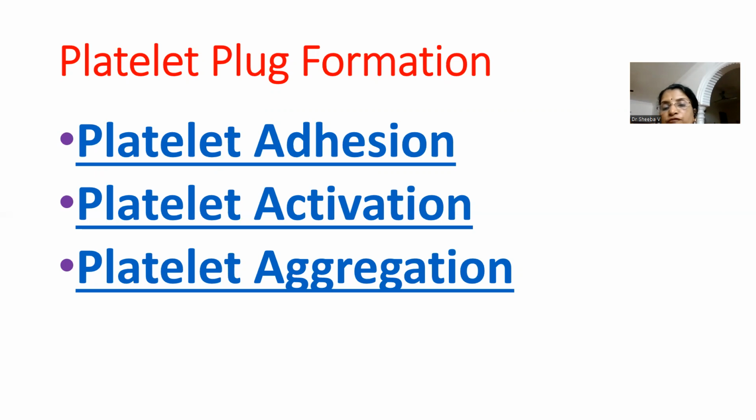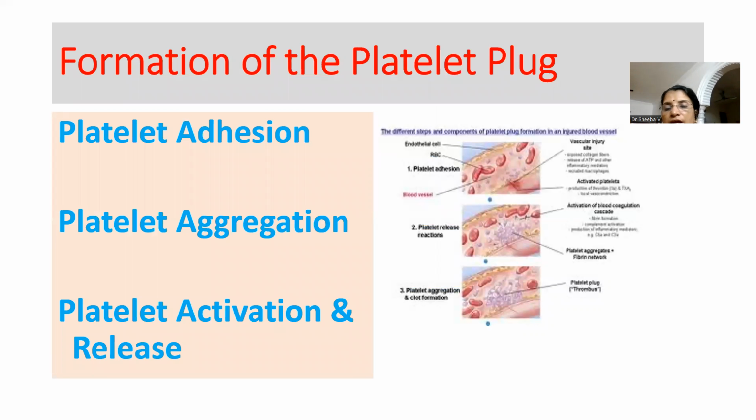Pseudopodia-like extensions form from the platelets because platelets have contractile protein. So it causes contraction and a change in size and shape, and pseudopodia-like extensions form. Platelets are activated. Here you can see platelet adhesion to the injured surface, then platelet release. When a large number of platelets are released to the injured surface, they change their shape and become sticky.